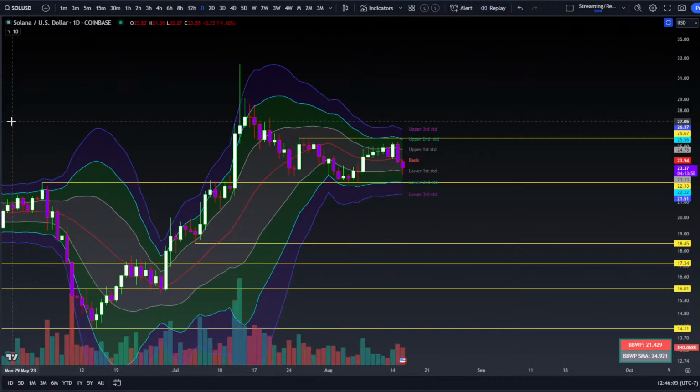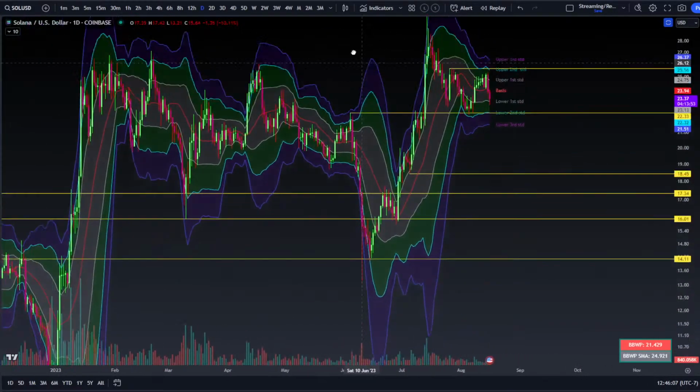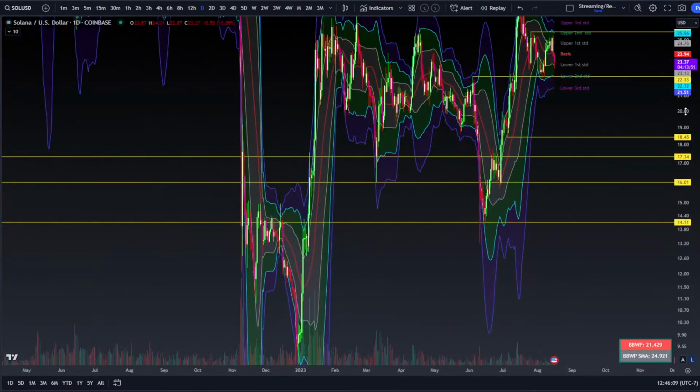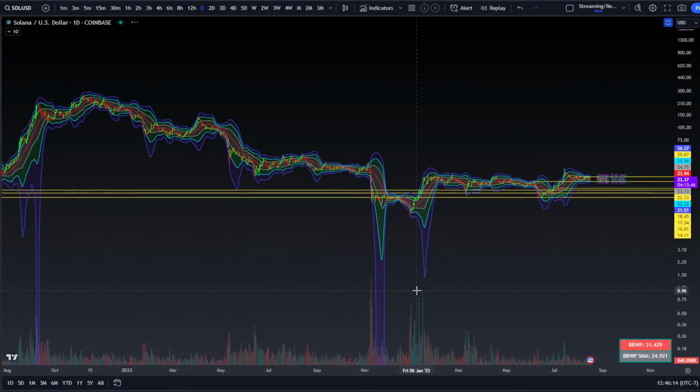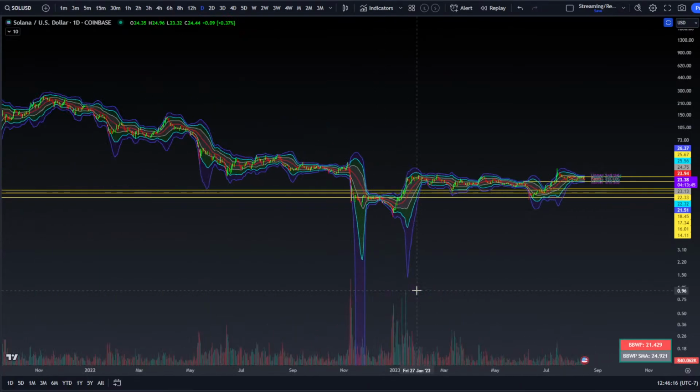And I'm going to use Coinbase Spot because that is going to show me a little bit better representation of the spot chart, in my opinion.